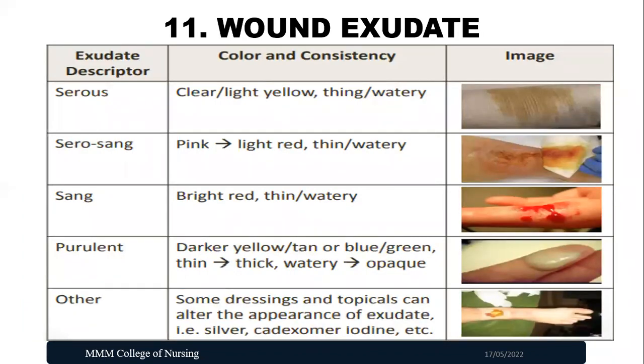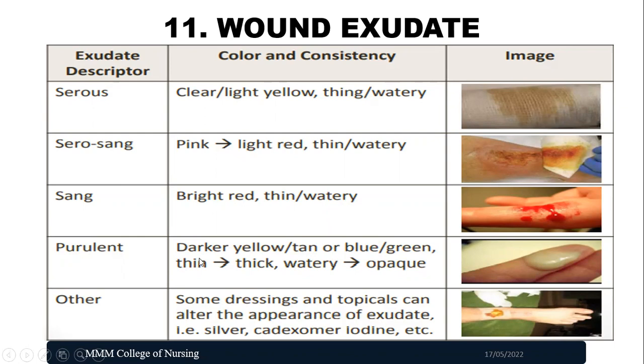The next aspect of wound assessment is the wound exudate. There are different types of wound exudate, which we describe based on color and consistency. A serous wound exudate may be clear, light yellow, thin, or watery in nature. Serosanguinous wound exudate may vary from pink to light red, and the consistency will be thin and watery. Sanguinous wound exudate appears bright red, again thin and watery.